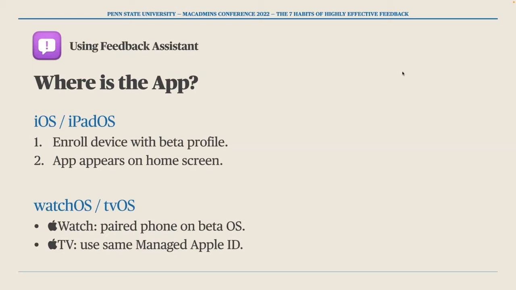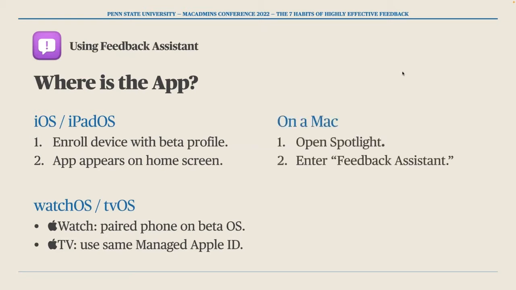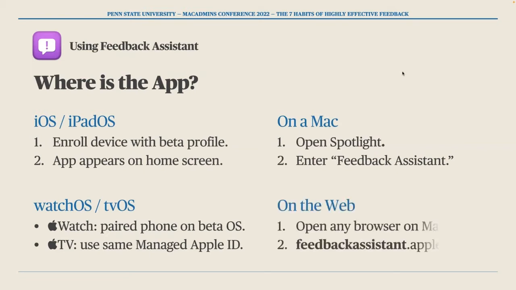If you're on a Mac, Feedback Assistant is actually already on the operating system and it's not hidden in any way. Just open Spotlight and enter Feedback Assistant. It's deeply buried in the System Library Core Services folder. And on the web, you can actually log in with any browser on a Mac or a PC and go to feedbackassistant.apple.com.